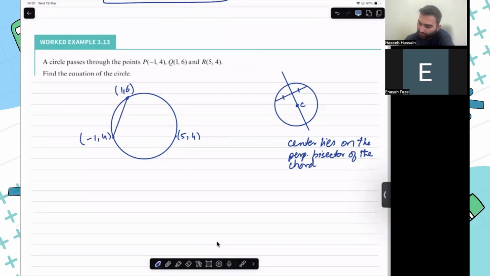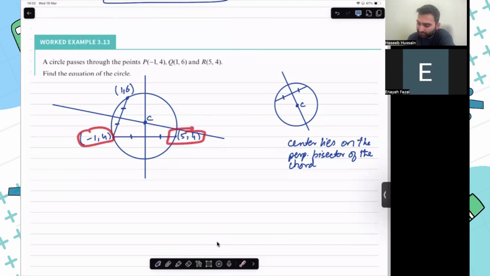Let's suppose this is your chord and this is your chord, these are your two chords. If you make the perpendicular bisectors of these two, the center should be somewhere over there. You get it? Yes, sir. The perpendicular bisector of this is very simple. The y coordinate is the same, that means it must be x equals the mid value of -1 and 5, right? x equals 2. Yeah, this is x = 2.